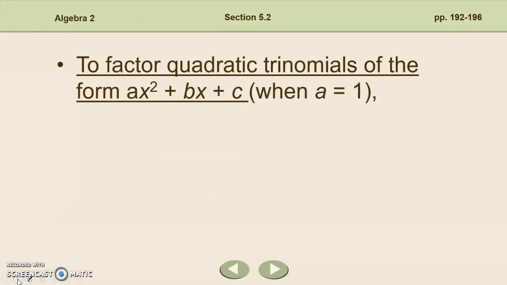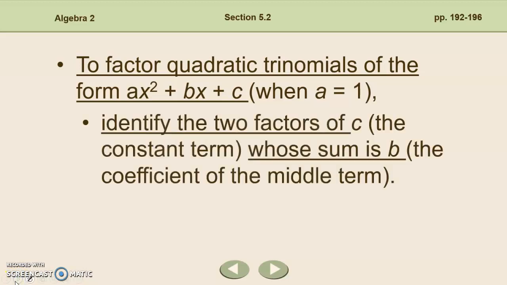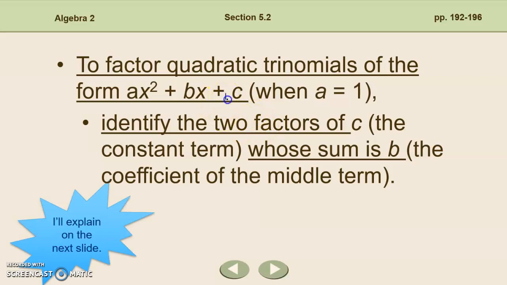So to factor quadratic trinomials of the form ax squared plus bx plus c, when a is equal to 1, we would follow these steps. First, identify the 2 factors of c. That's our constant term. It's going to be just a number by itself, whose sum is b, the coefficient of the middle term. Let's explain this on the next slide. It will make more sense if we see some real numbers.